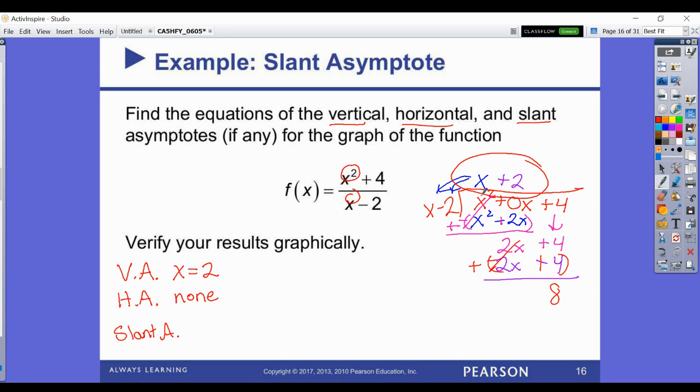This guy up here is your slant asymptote. This slant asymptote is at y equals x plus 2. So if you graph the line y equals x plus 2, that's what your graph is going to follow. So if you put this in your calculator, you'll see that. But I think I've got a picture over here for you.